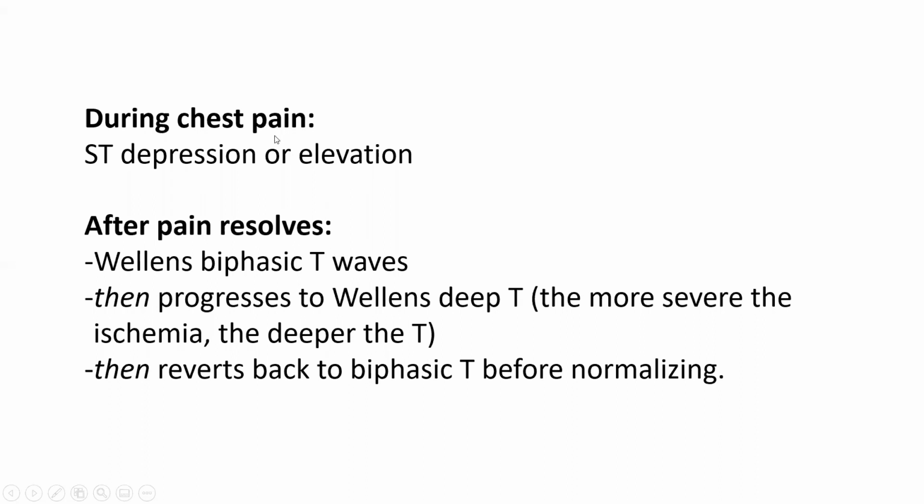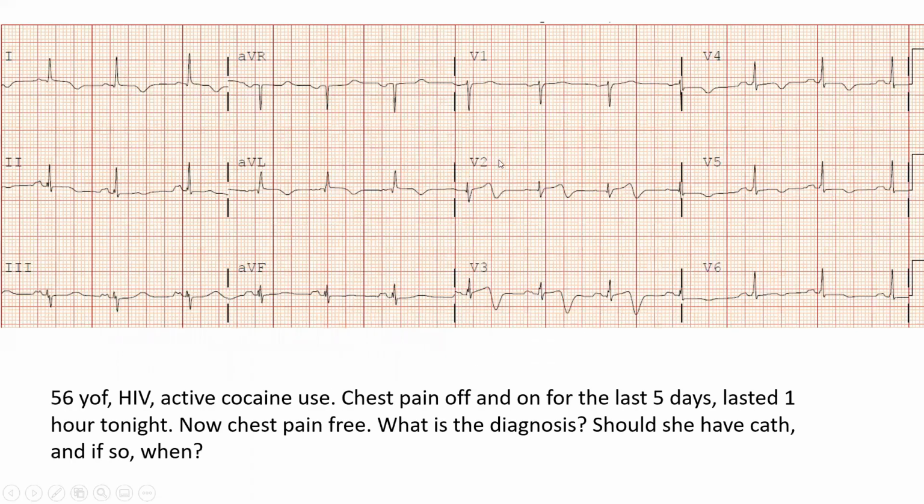When this patient had chest pain the night before or a few hours before, even though we didn't document it, she had ST depression or ST elevation, transient. Now, after the pain resolved and you're recording EKG afterward, she developed the Wellens biphasic T waves. Then she progressively develops the Wellens deep T waves, and the more severe the ischemia, the deeper the T wave. Then she progressively reverses back to biphasic T before normalizing. So Wellens means that at some point before you got that EKG, she had a profound ST depression or ST elevation. But now you're seeing post-ischemia. Wellens is a post-ischemic EKG, not an actively ischemic EKG.